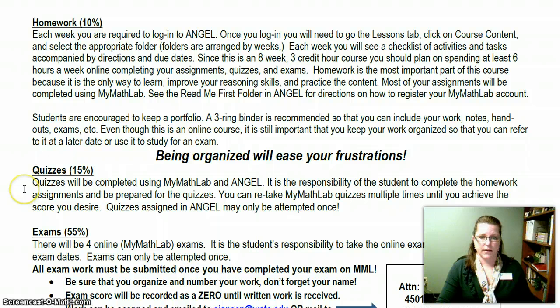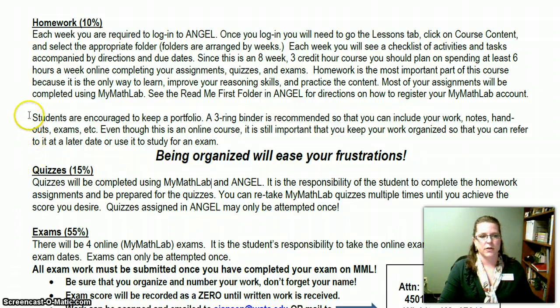Quizzes. Quizzes will be on My Math Lab and Angel. On My Math Lab, your quizzes are usually 5 to 7 questions, and once you finish your quiz, you will know right away what your score is, and if you're not happy with your quiz, you can redo it. You'll have to redo the whole quiz. You can't just redo part of it, but you can redo the whole thing and get a better score. So allow yourself enough time to be able to rework a quiz if necessary. In other words, don't procrastinate and wait till the due date at the last minute.